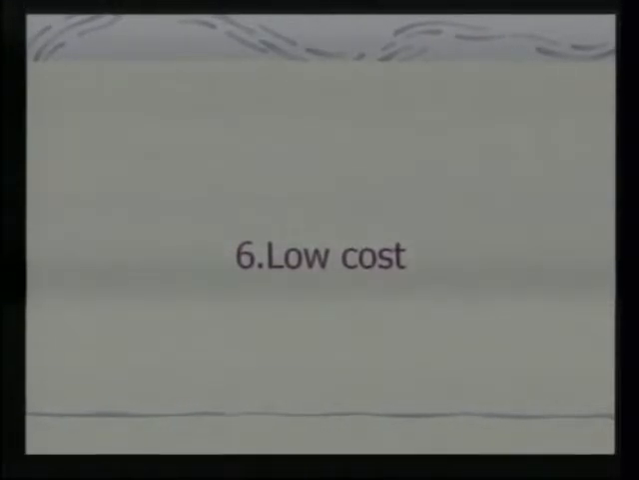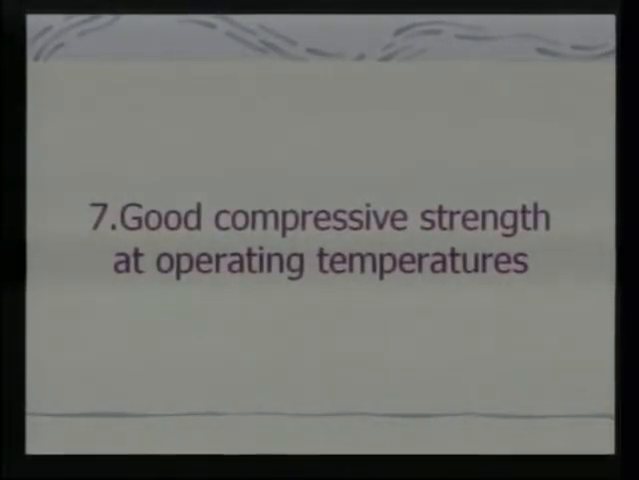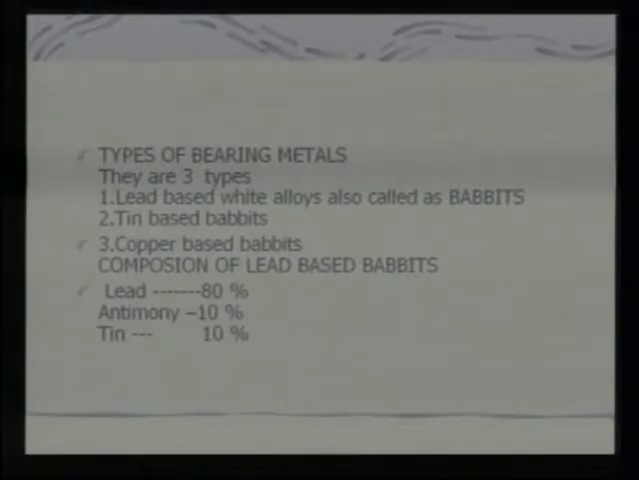Low cost. Good compressive strength at operating temperatures. Usually the bearings are subjected to high temperatures. If it is having not sufficient compressive strength, they may fail. Types of bearing metals. There are three types: lead based white alloys, also called as babbitts. Number 2 is tin based babbitts, and number 3, copper based babbitts. Coming to the composition of lead based babbitts, lead is up to 80%, antimony is 10%, tin is 10%.